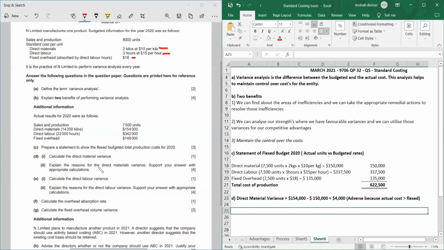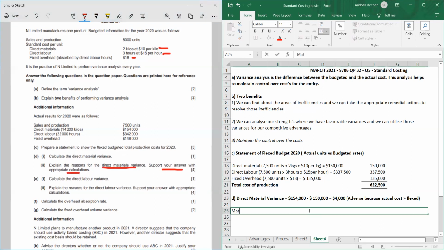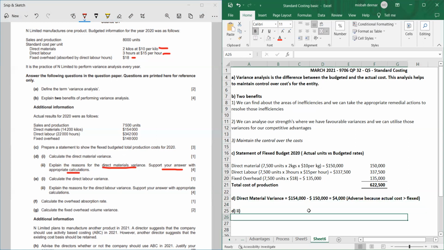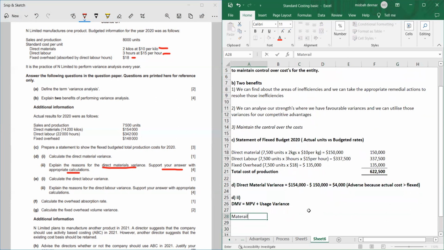Then explain the reasons for the direct material variance. Support your answers with appropriate calculations. So 2 marks for each. So number D, part 2. So direct material variance equals material price variance plus usage variance. So material price variance.